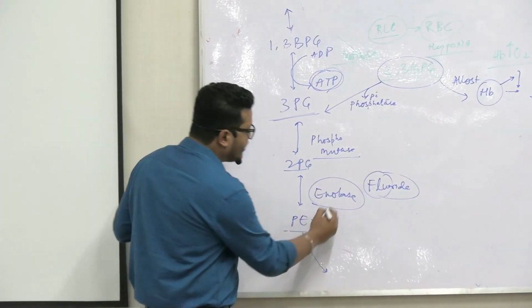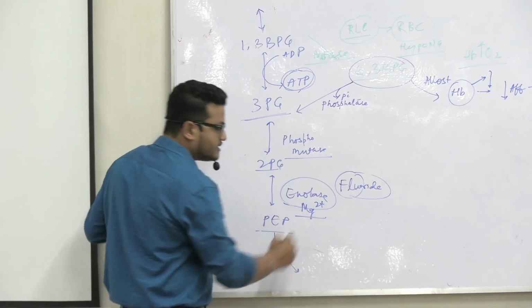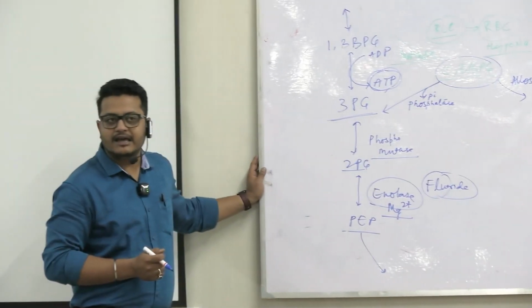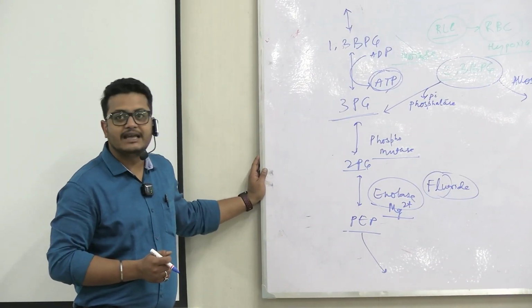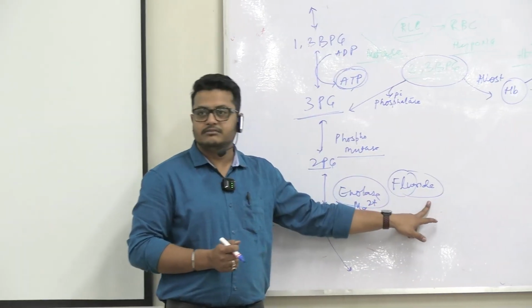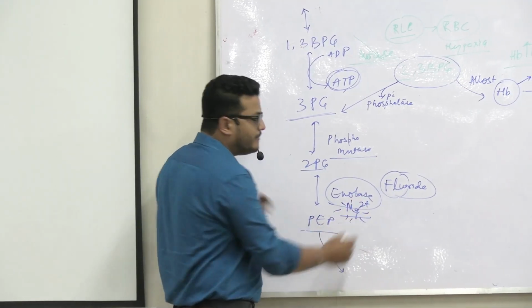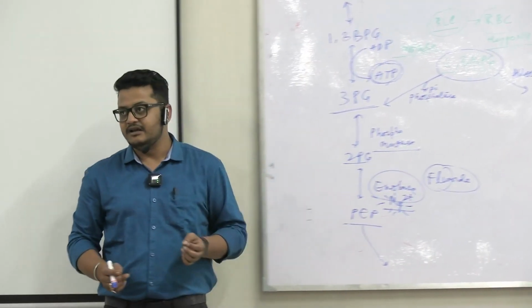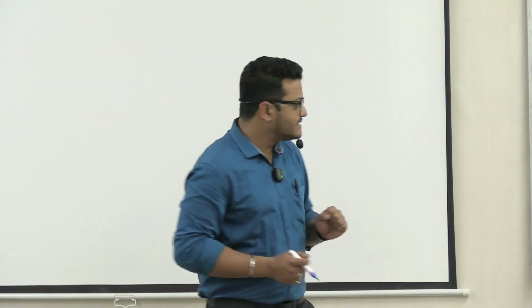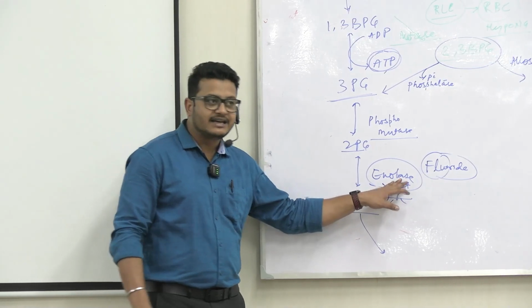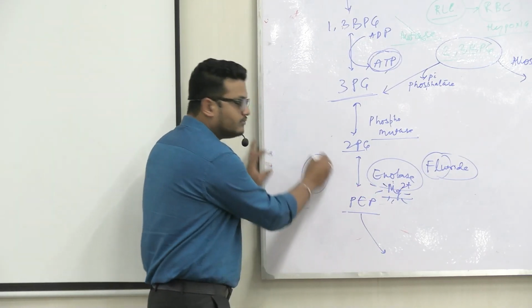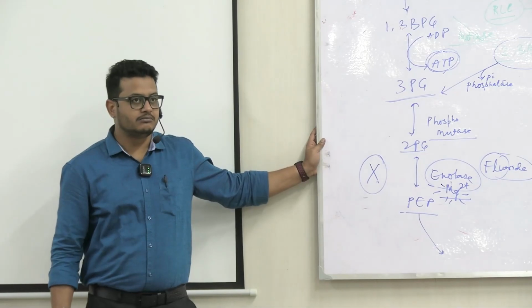This enzyme requires a cofactor called Mg2+ also. When we add fluoride to the blood sample, this fluoride chelates this Mg2+ and makes it not available for the enolase enzyme. As a result, the enolase enzyme becomes inactive. Is my point clear? Yes or no? Because the enolase enzyme is getting inactivated, the glycolysis is shut down, is blocked.